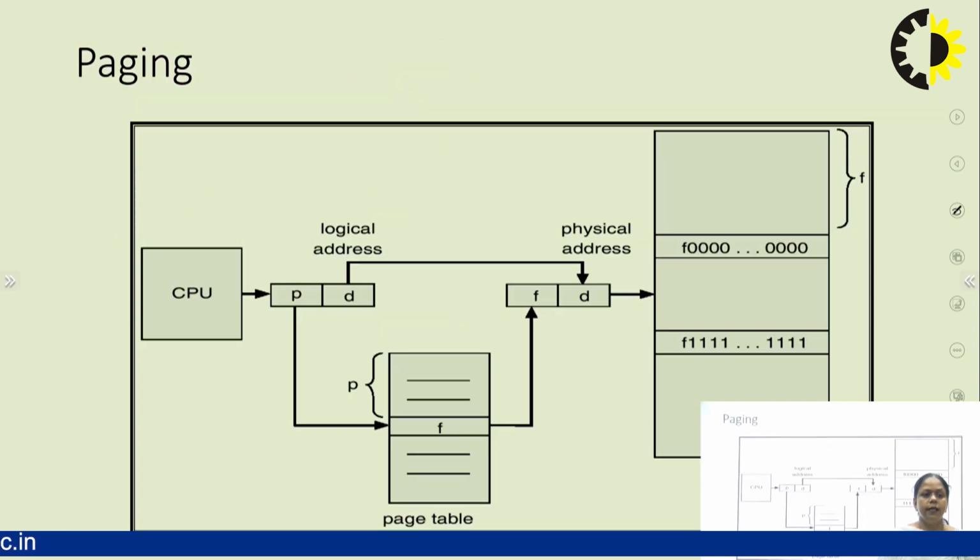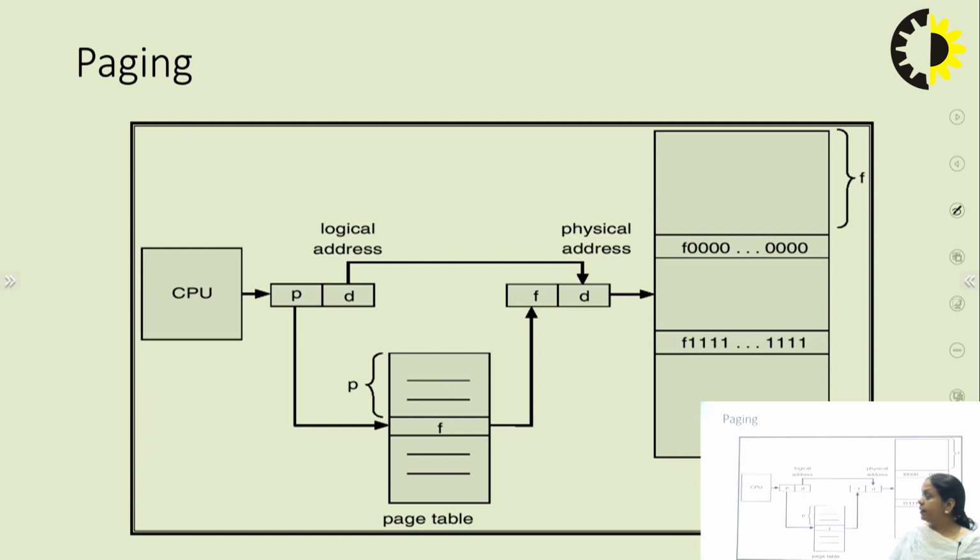Now you can see here how we can derive physical address from the logical address, or we can say how we can convert a logical address into physical address, because the CPU will always generate the logical address, it will not generate physical address. So we have to convert this logical address into the physical address with the help of the memory management unit.